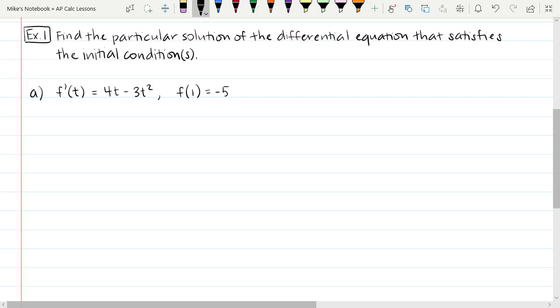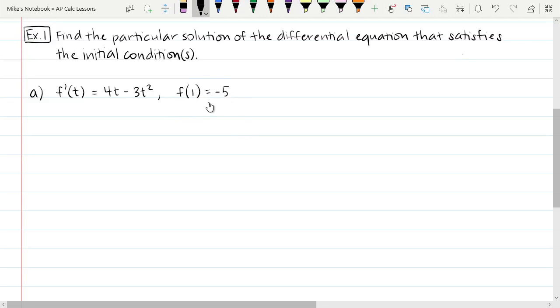Okay, so we're just going to look at a few examples here. We're going to find the particular solution of the differential equation that satisfies the initial condition or conditions that are given to us. For this first one, we're looking at f prime of t equals 4t minus 3t squared. And then right here we have this initial condition. This is saying that our solution has to pass through or include the point 1, -5. So in other words, when t is 1, the output needs to be -5.